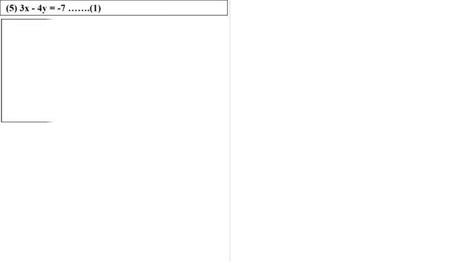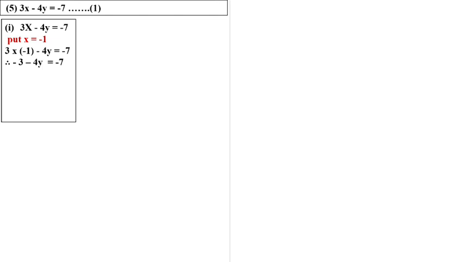Now the fifth one: 3x minus 4y equal to minus 7 is equation number 1 of question number 5. Here put x equal to minus 1. So 3 times minus 1 is minus 3, minus 4y equal to minus 7. Minus 7 will come to the left side and become plus 7. 7 minus 3 is 4, equal to 4y. Now y equal to 4 upon 4, therefore y equal to 1.